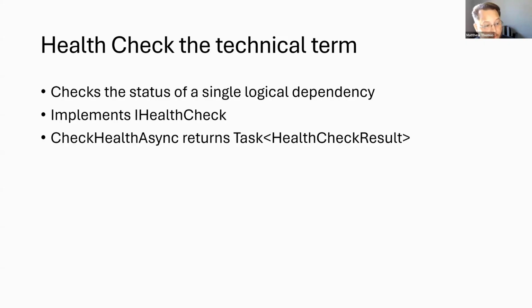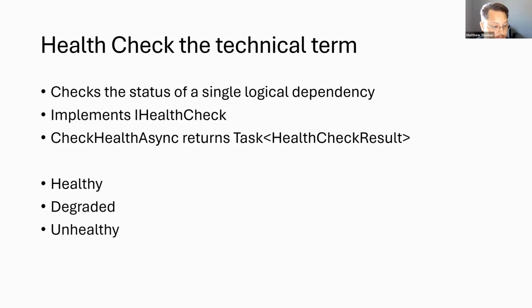And so that leads us to health checks, the technical term. A health check, as it pertains to .NET, is a class that checks the status of a single logical dependency. It implements IHealthCheck, and that interface has a single function, CheckHealthAsync. The function returns a Task of HealthCheckResult. And we'll expand upon this in a minute, but a HealthCheckResult is either healthy, degraded, or unhealthy.